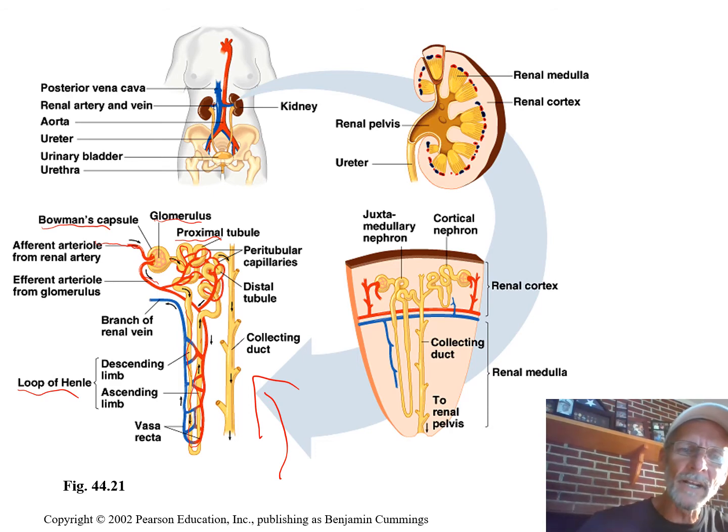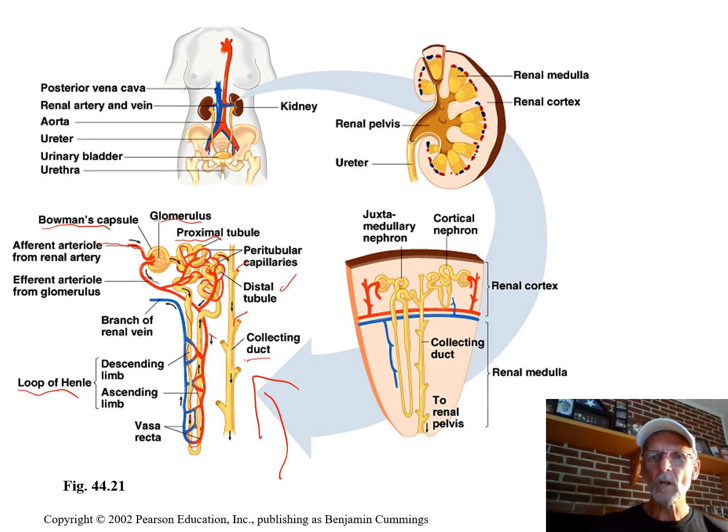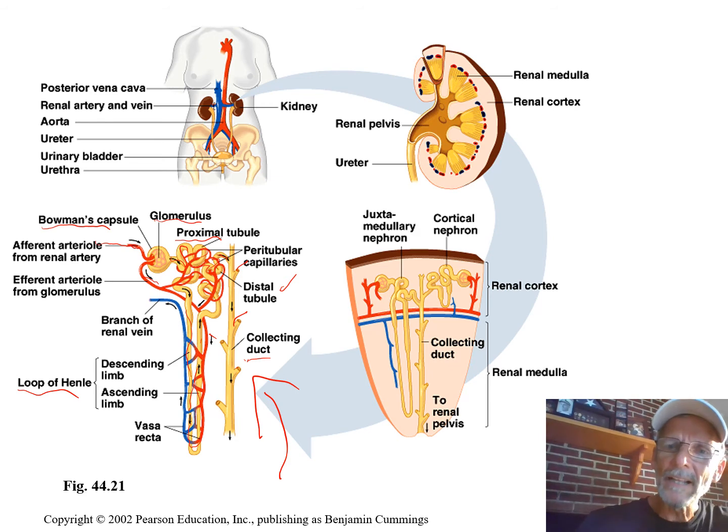And then, after it makes that big loop, it loops around in little convolutions farther away from the glomerulus, so that's the distal convoluted tubule, right? And then it empties into, as well as other ones that they cut off here, that collecting duct, the last thing that was on your list to label. Okay.